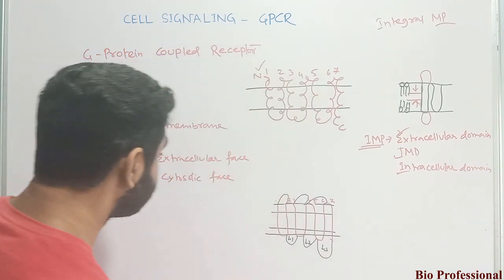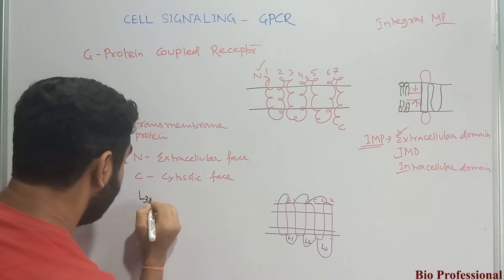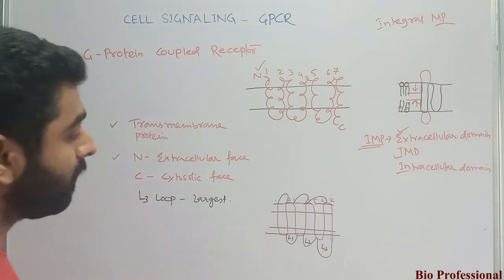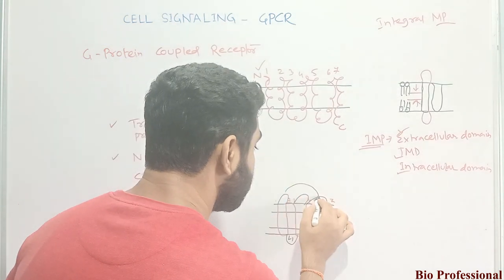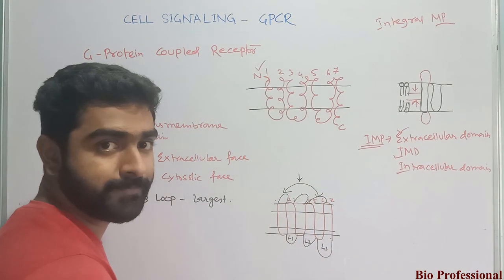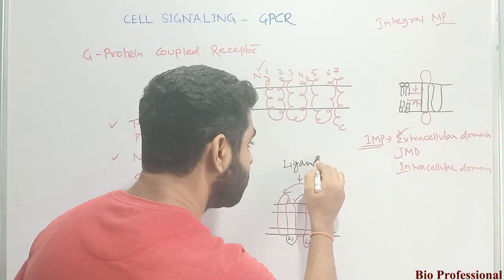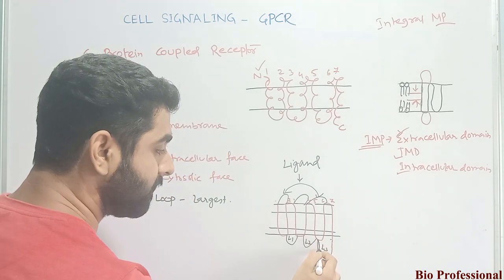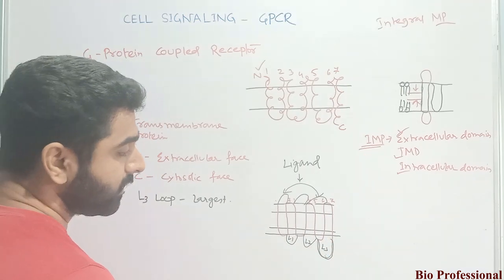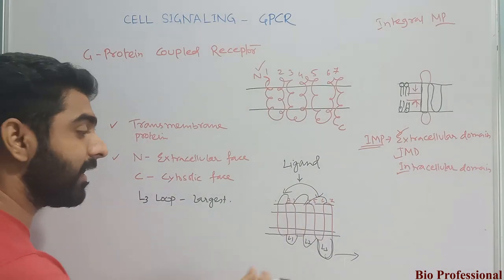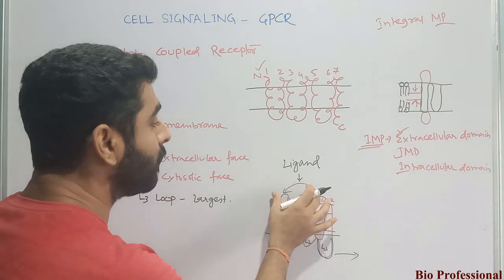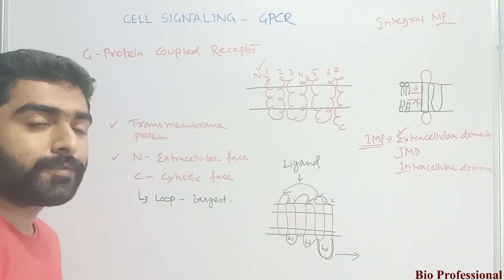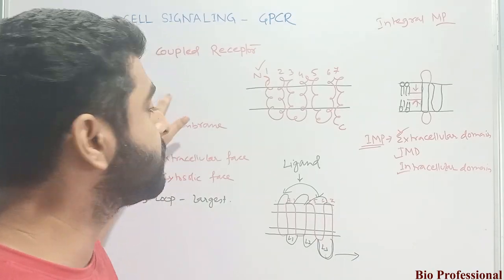Now the important point is that it has a largest loop known as the L3 loop. The L3 loop is the largest among all these, right? Another point is that these three loops together make the ligand binding site. Here the ligand binds. And this L3 loop interacts with the G protein. Subsequently, we will see that the L3 loop interacts with the G protein, and these three loops together make the ligand binding site on the extracellular phase. So now we have discussed the G protein coupled receptor, that is the GPCR.